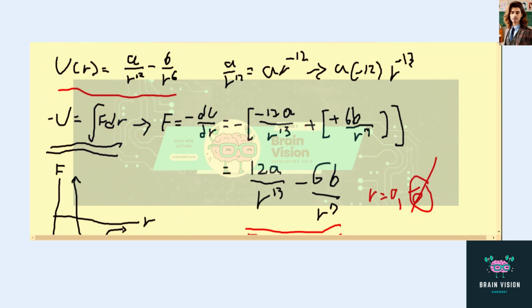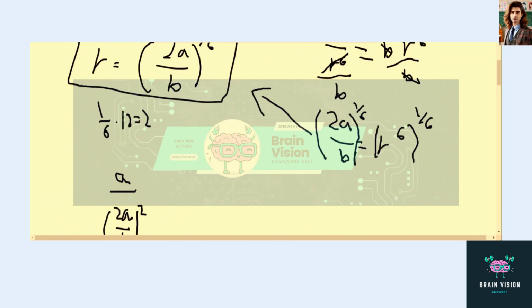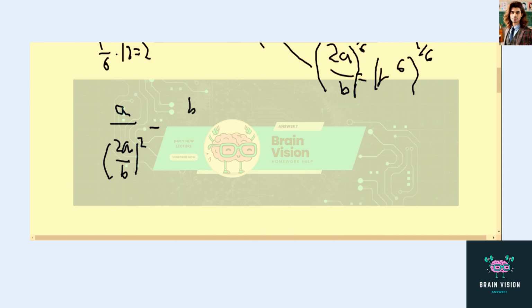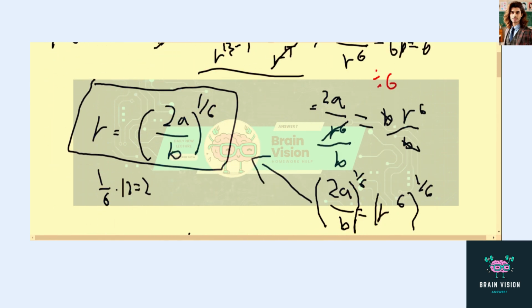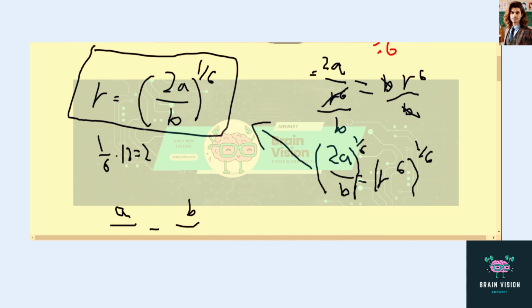Now for our second part, it's minus b over, again, we have r to the 6th power right here. So we would have to put this function to the 6th power, canceling out the exponent. And that would leave us with 2a over b.